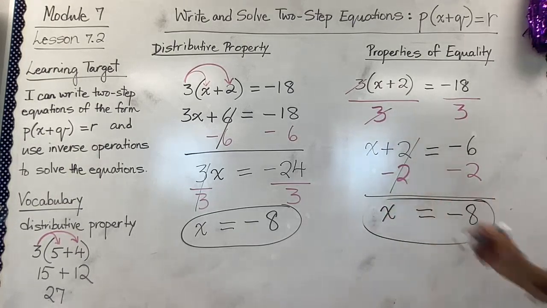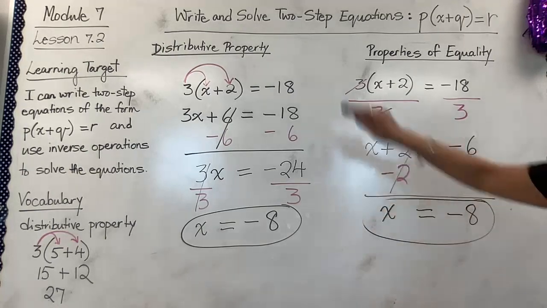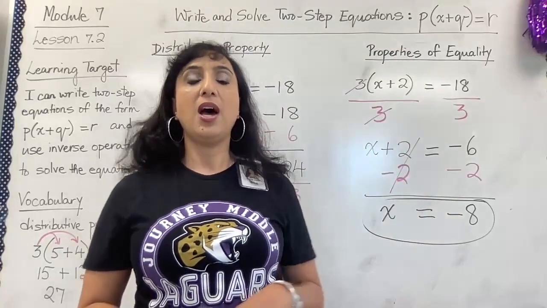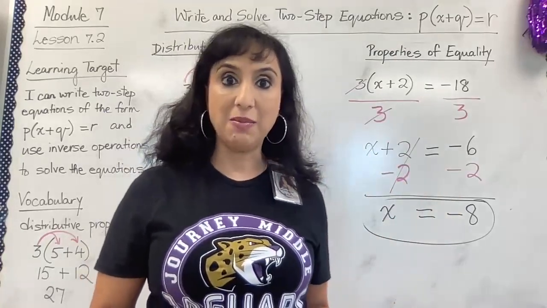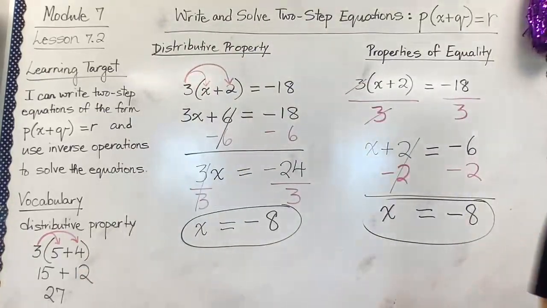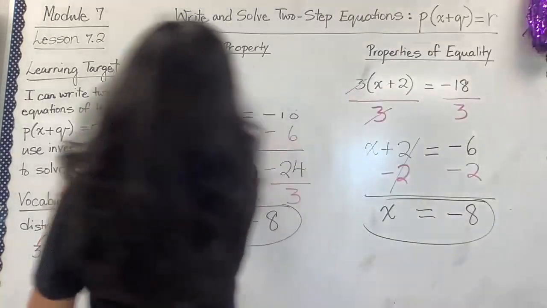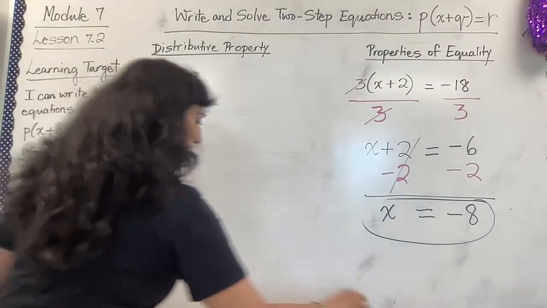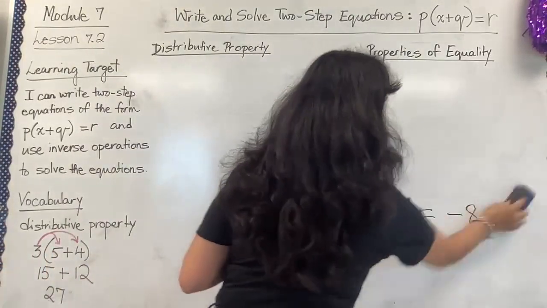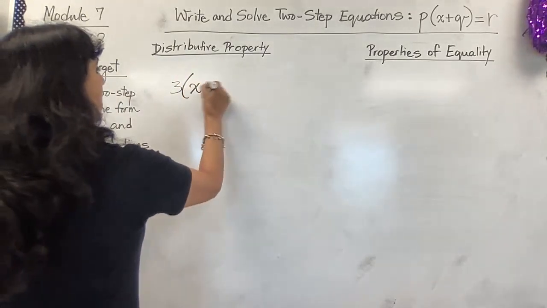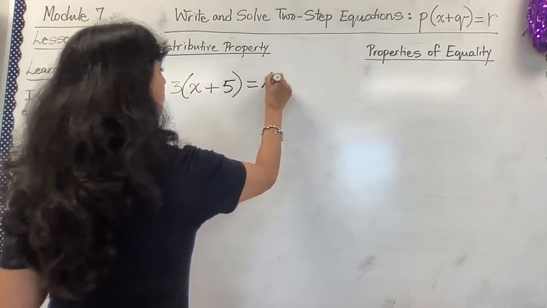So no matter which method you use, whether you use the distributive property method or you use the properties of equality method, we are going to end up with exactly the same answer. All right. So let's try some more examples. So let's say I give you 3(x plus 5), and I'll put the same thing on both because we are going to use both methods. So 3(x plus 5) is equal to 45.